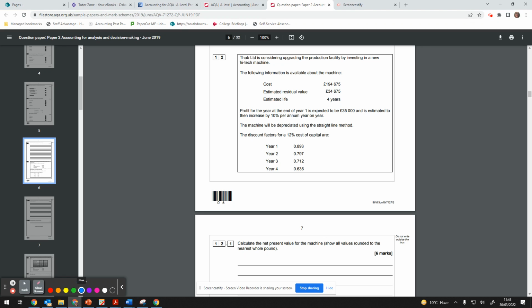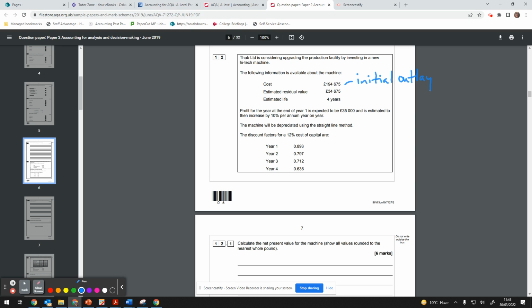So before you can even get started with this, you've got to work out the cash flow. And in order to work out the cash flow, you've got to sort out some depreciation. So let's look at what we're given. We're told that Thab is considering upgrading the production facility by investing in a new high-tech machine. And they've given some information about the cost of the machine. So the 194,675 is going to be your initial outlay. So that's going to be your year zero outflow.